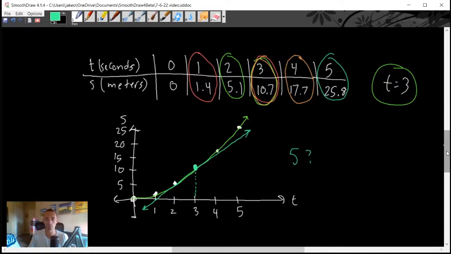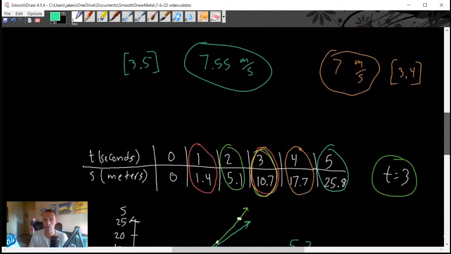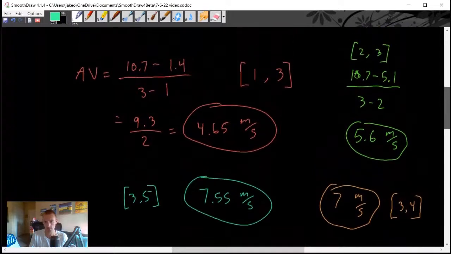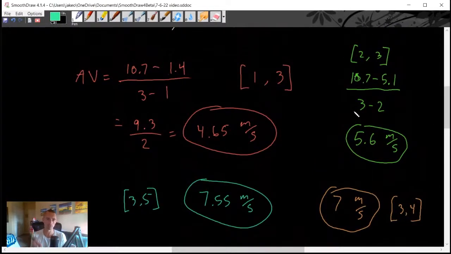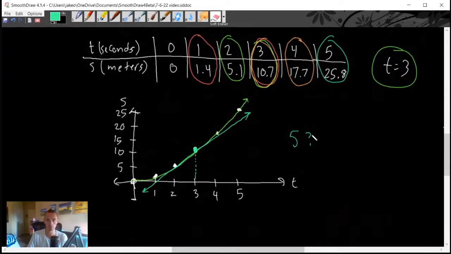Somewhere in there, we could get it like we did in the previous example. We could get a better estimate of our instantaneous velocity by finding shrinking intervals of average velocity around 3. Based on the fact that our average velocity from 2 to 3 is 5.6, and our average velocity from 3 to 4 is 7, I'm guessing our instantaneous velocity is probably somewhere between 5.6 and 7. It's hard to tell based on the graph, so maybe 6 meters per second would be a better estimate.